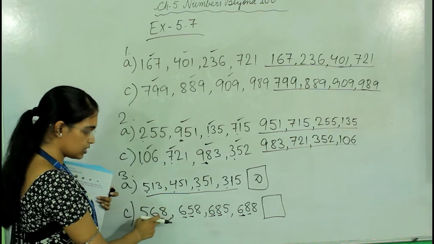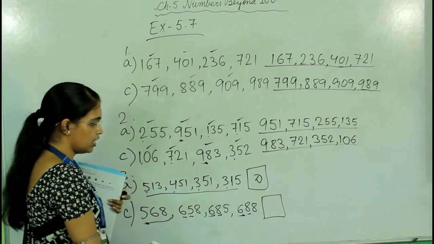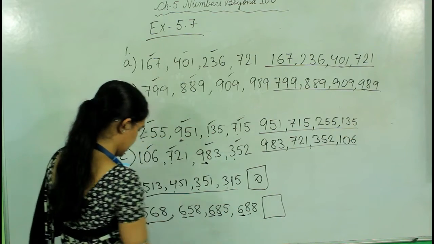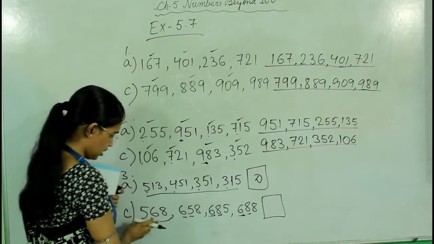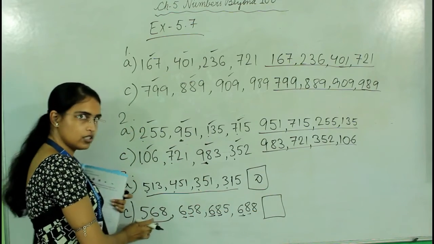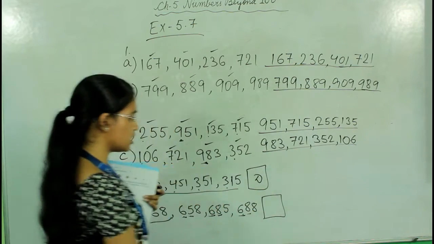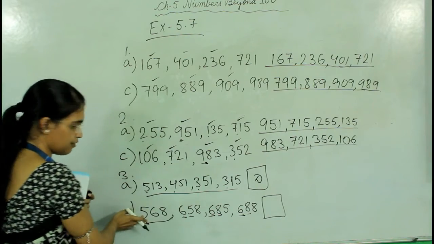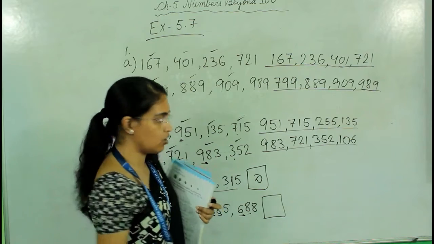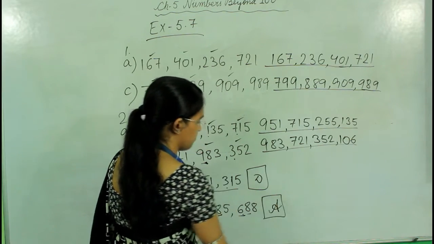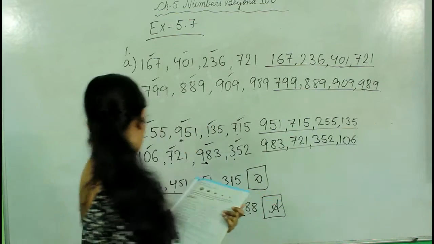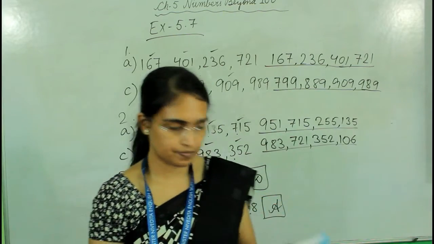Here the number is 568, then 658. Then this is bigger, 685, then 688. That means here we have 5, the rest are 6, right? So it is arranged in ascending order, chota se bada. 5 is smaller than 6, so it is arranged in ascending order. So write here A. Okay? In this way, do the rest of the questions, that is question number 3, B and D.